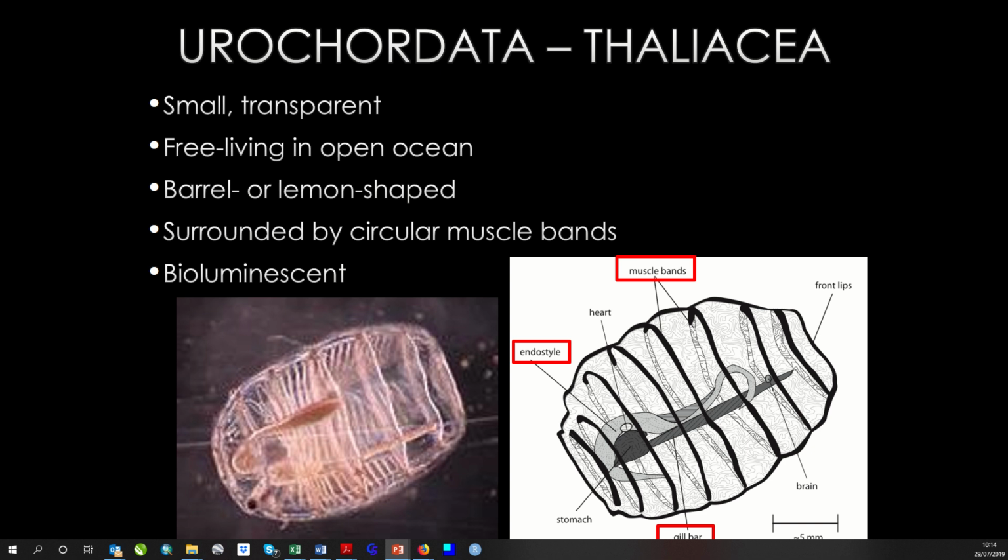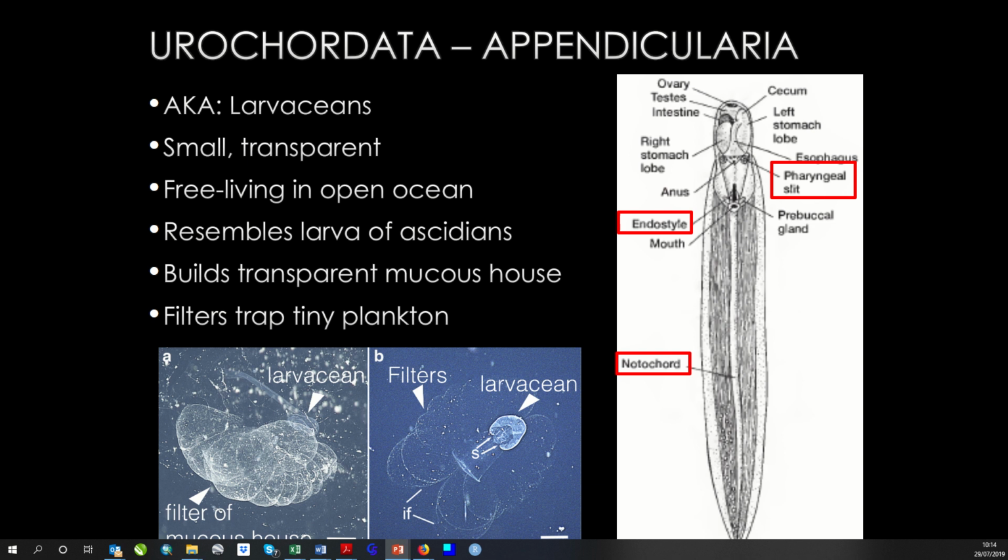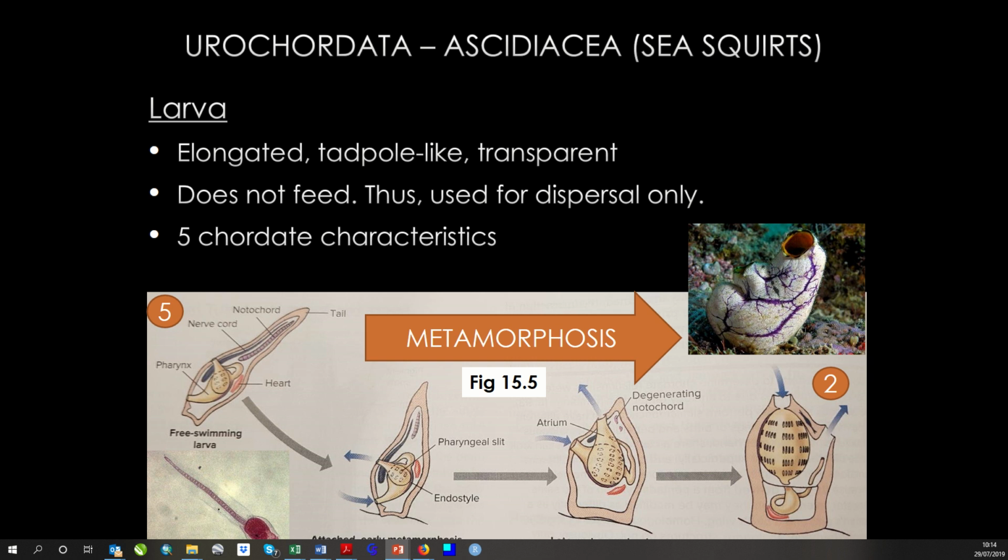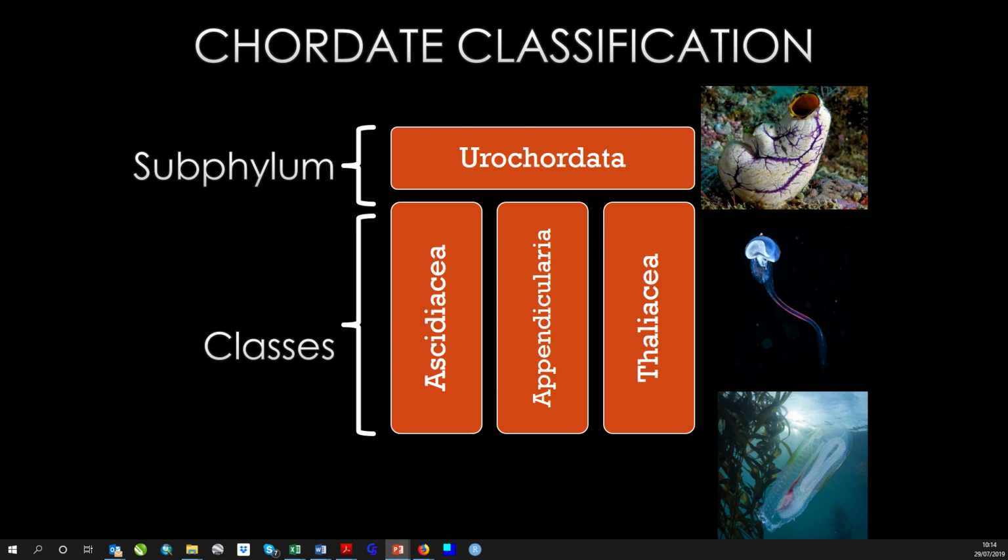Okay, so I just want to go through them again. Thaliacea is the barrel-like, small, translucent one. They're all Urochordata: Thaliacea, appendicularia, also known as larvacea because they look like the larvae of the ascidians, and the ascidians themselves. The ascidians have quite a complicated life cycle with a free-swimming larval stage and a sessile adult stage. But all three of them conform to the characteristics of the chordates. So within Urochordata, you have Ascidiacea, Appendicularia, and Thaliacea. And that's what they look like.